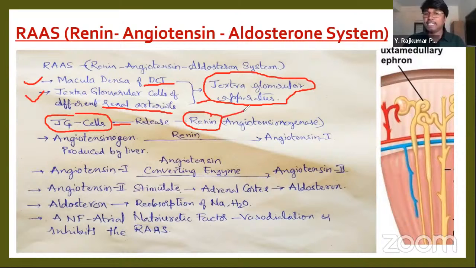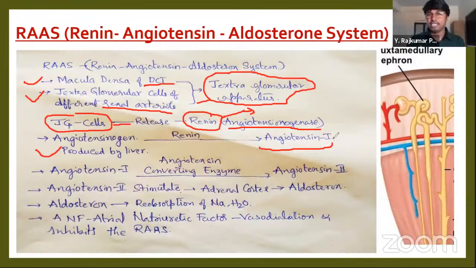This renin is different from the renin which you learned in the digestive system, isn't it? That renin is useful for the digestion of milk, and this renin is useful for the activation of an enzyme. Let's see, angiotensinogenase, what does it do? It converts angiotensinogen into angiotensin 1.